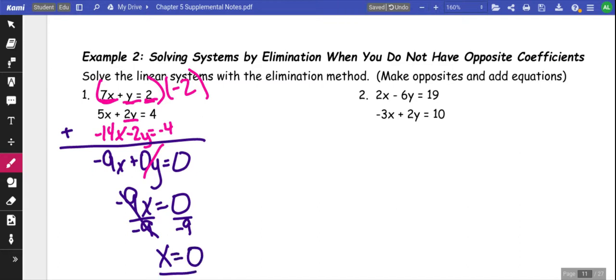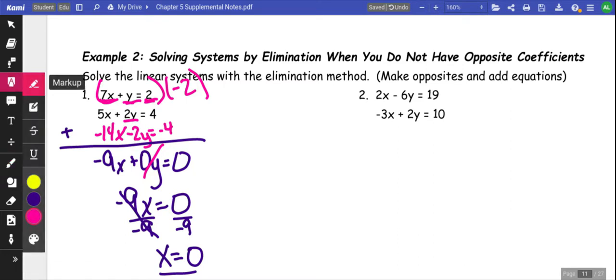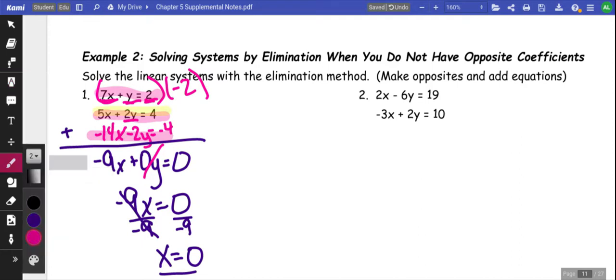That's half of your answer, but we want a y value as well. So you're going to plug that 0 into one of these equations. It doesn't matter which one. It could be this one, it could be this one, it could be the one that you multiplied. I'm going to do that 5x plus 2y equals 4. But again, don't get hung up on which one you choose. It doesn't matter.